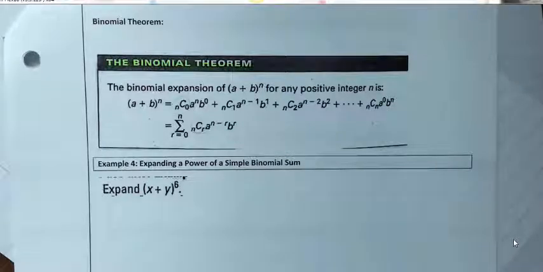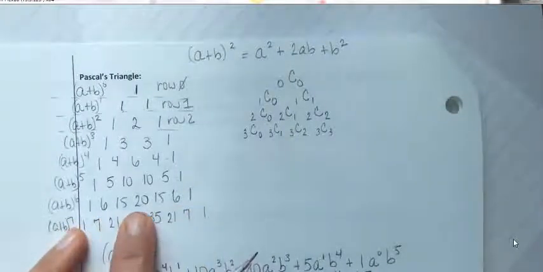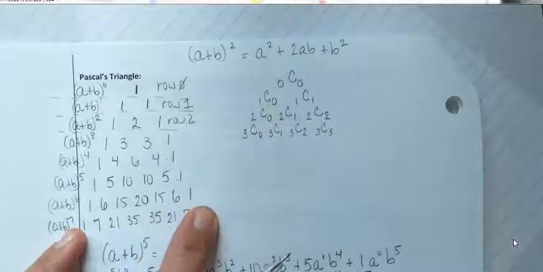Okay, so let's do some more complicated ones. So we've got x plus y to the 6th power. So this is actually not too complicated. It's very similar to our a plus b to the 5th power. We're just going to go down one more row. Right, so we're going to use these coefficients: 1, 6, 15, 20, 15, 6, and 1.